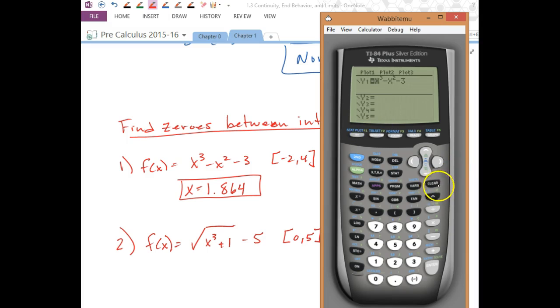Alright, so we type it in. Square root of x cubed plus 1. And then make sure you go outside of the radical to do the minus 5. Okay, so remember we're just looking between 0 and 5 on this one. So how many do you see?